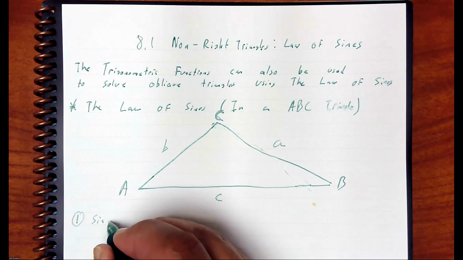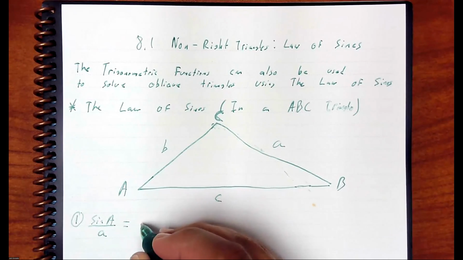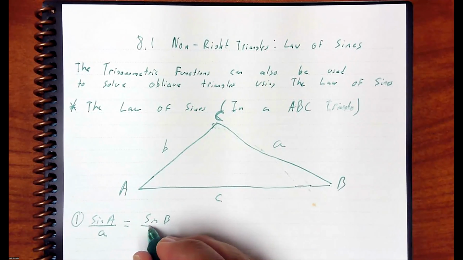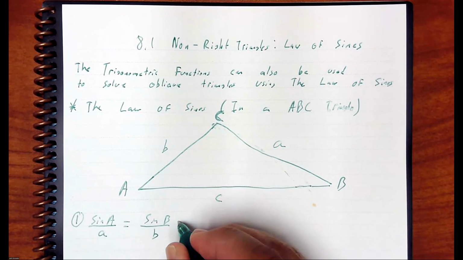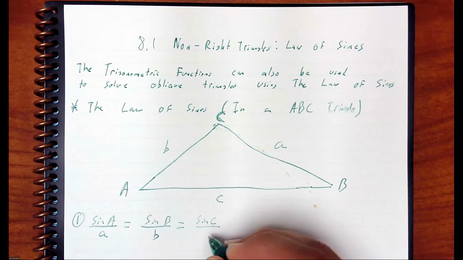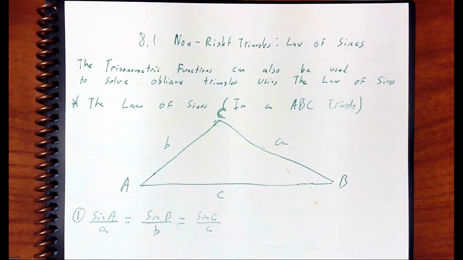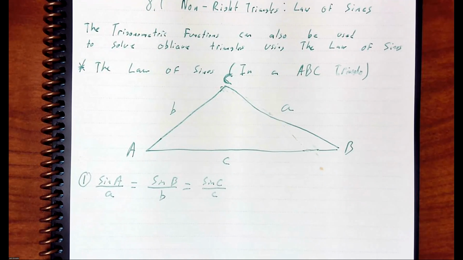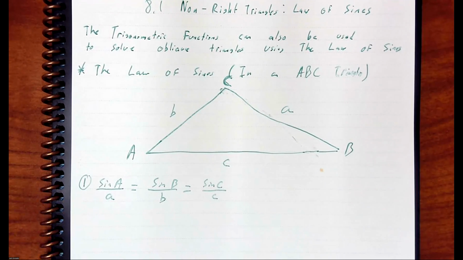Sine of capital A over lowercase a is equal to sine of capital B over little b, which is also equal to sine of C over little c. So all 3 of these are equal to each other. So depending on what you're given, you can choose one of them, set equal to the other, and solve for A, B, or whatever. That's what we're going to start doing. Okay.